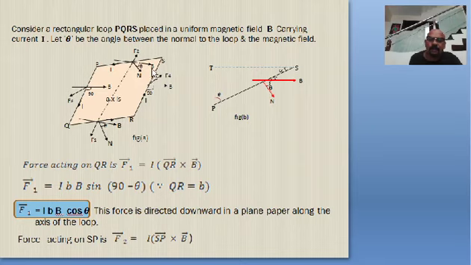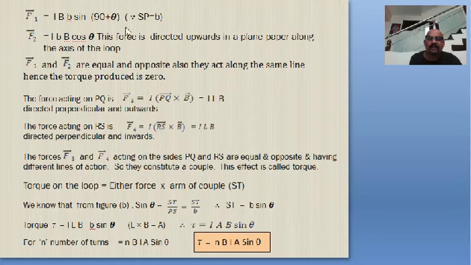Therefore the angle between B and SP is 90 plus theta. SP is also equal to b, only the breadth of the coil. Therefore we get I b B sin(90 plus theta), which is again cos theta, I b B cos theta. So this force is acting upwards along the plane of the paper.